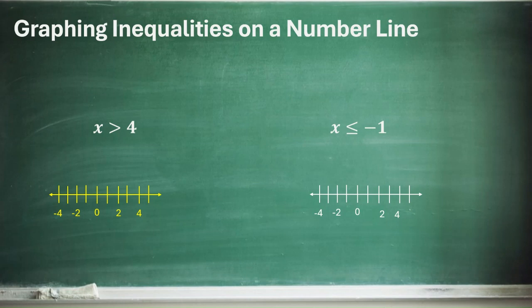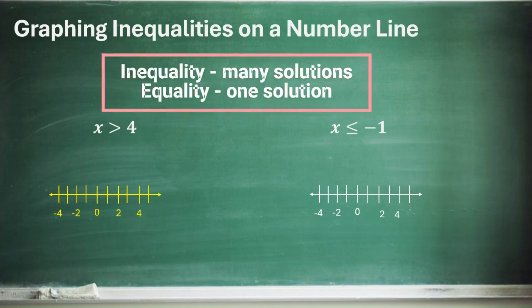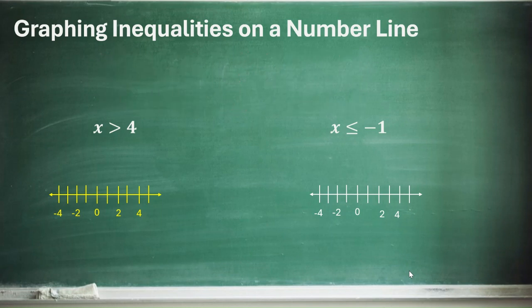Inequalities means unequal, and how this is different from an equality, which we often show with an equal sign, is that inequalities have many solutions, whereas an equality has a single solution. So let's start with our inequality on the left, which we read as x is greater than 4.